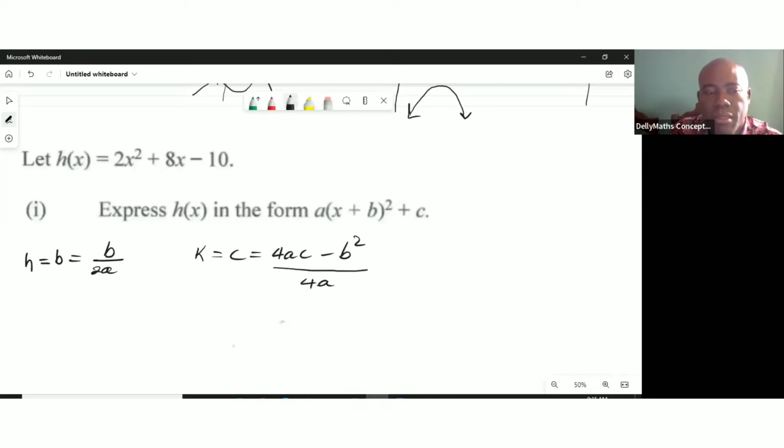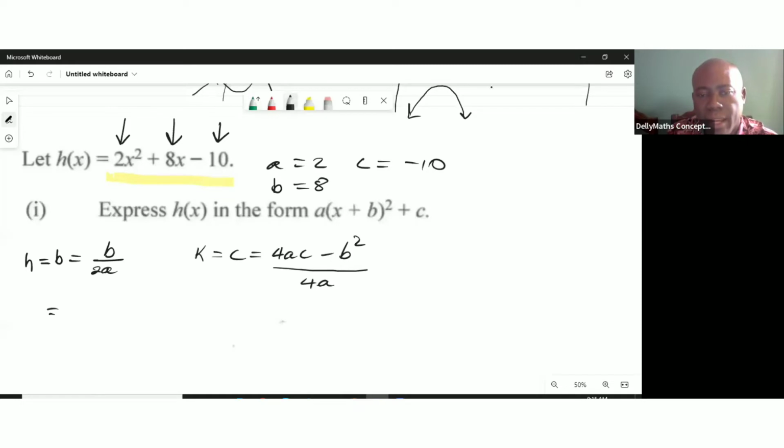So from this original thing here, let us list out what is a. A is 2, b is 8, and c is the constant, negative 10, you can see here. So we're going to just substitute now to find those values, and then we place them back in this, and we're done. All right, so we want to express it in that form.